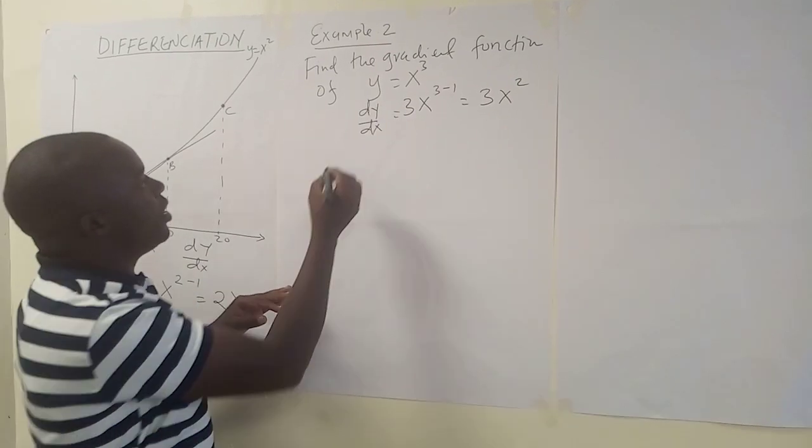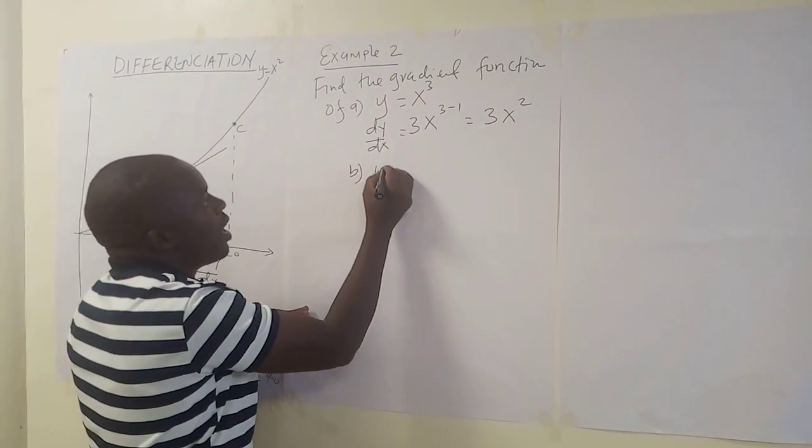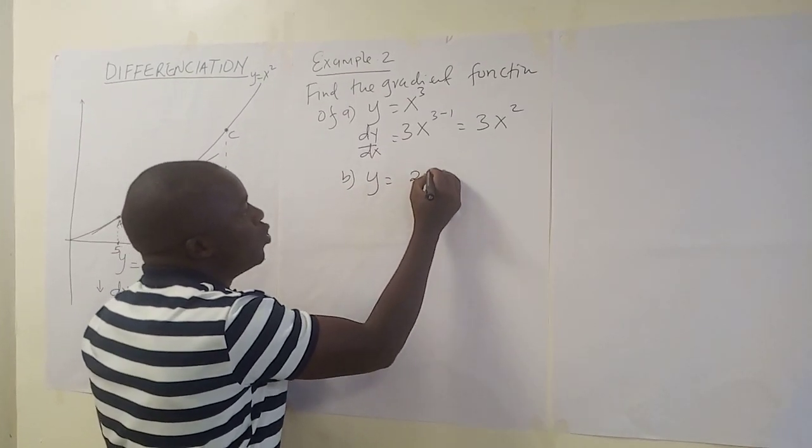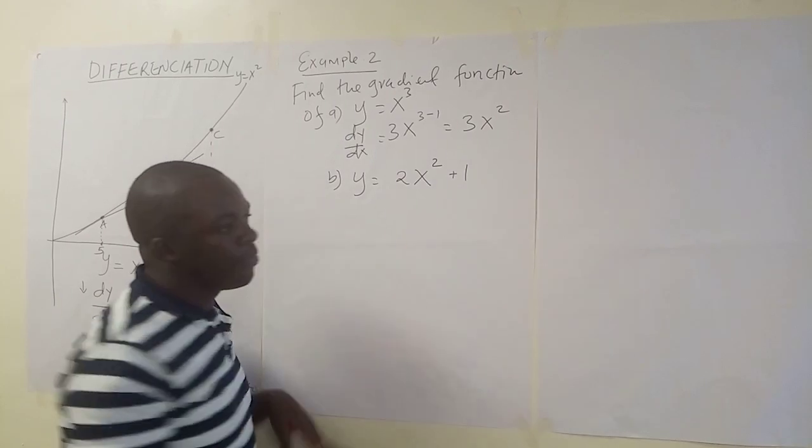Another example is, maybe you want to get the gradient function of y is equal to 2x to the power 2 plus 1.